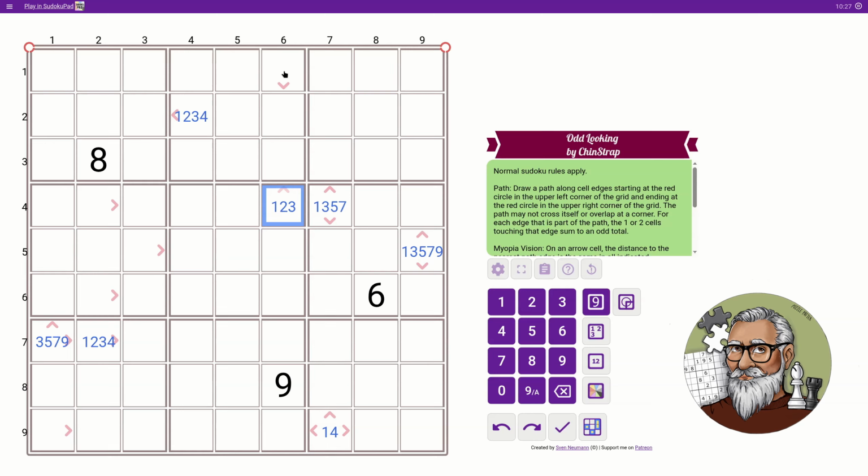Oh, I have to, right? Yeah, there's always a path in front of it because of this cell. 1, 2, or 3 would make this 1, 2, or 3. Okay.